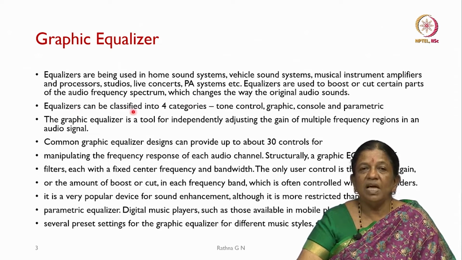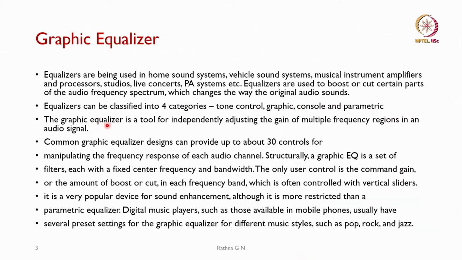Equalizers can be classified into 4 categories. One is tone control, the other one is graphic, then console and then parametric. The graphic equalizer is a tool for independently adjusting the gain of multiple frequency regions in an audio signal. The common graphic equalizer design can provide up to about 30 controls for manipulating the frequency response of each audio channel, and structurally a graphic equalizer is a set of filters.